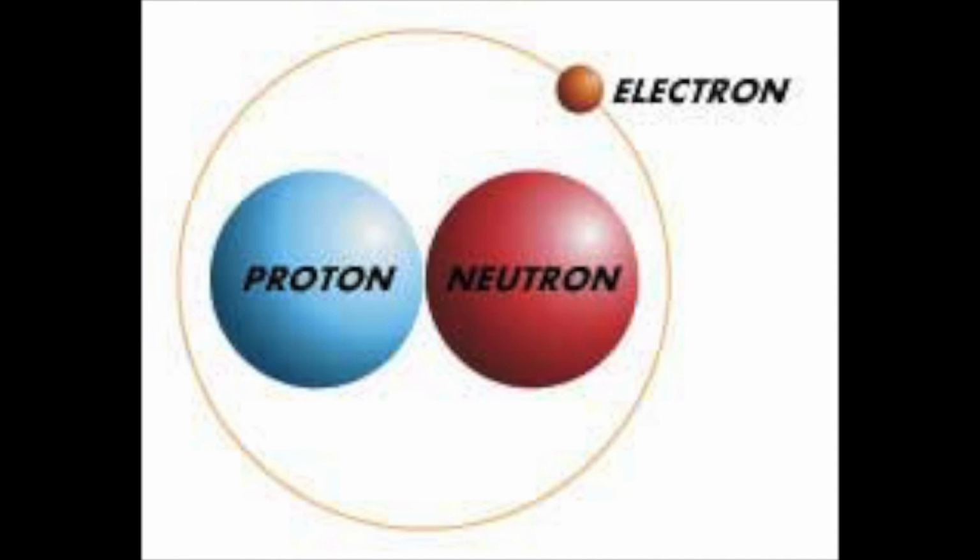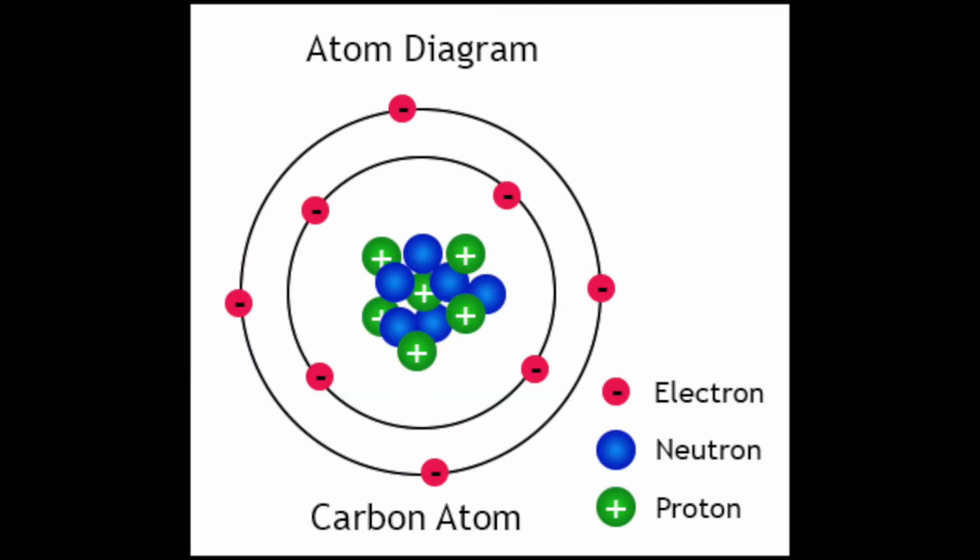Protons are positively charged particles with a relative mass of 1 located in the nucleus. Neutrons are neutral particles with a relative mass of 1, also located in the nucleus. Electrons are negatively charged particles with a relative mass of approximately 1/2000th of the mass of a proton or neutron, traveling in regions of space around the nucleus.